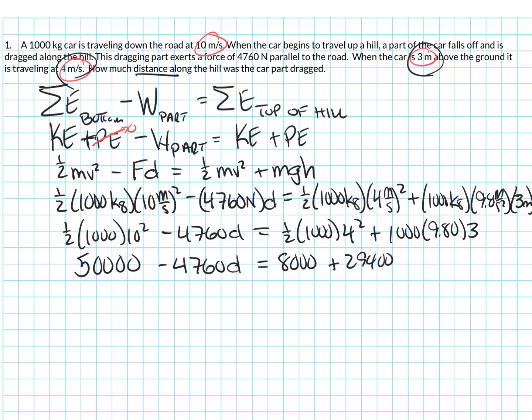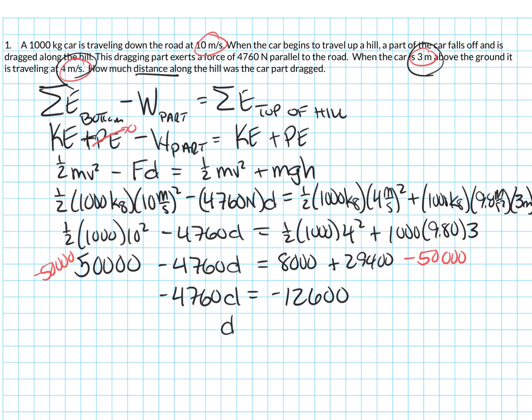Okay, so I've got to get d all by itself. Everything that doesn't have a d on it, I'm going to move to the other side. That'll be negative 4760 times d is equal to, and to do that, I'm going to subtract 50,000 from the left and subtract 50,000 from the right. So when I do that, I'm going to get 8,000 plus 29,400 minus 50,000, and so that's going to give me negative 12,600. All right, now I'll divide both sides by negative 4760.